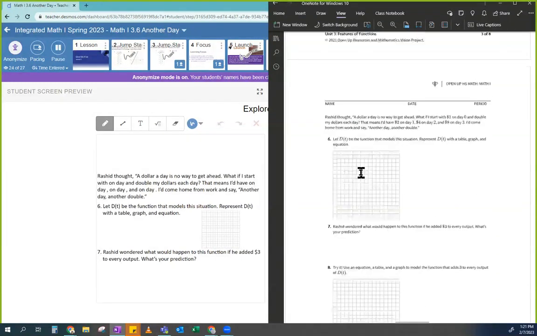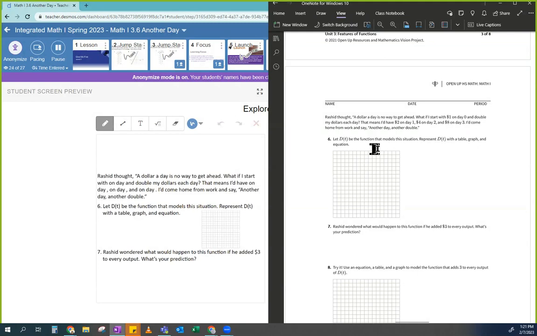Okay, so a dollar a day is no way to get ahead. If I start with a dollar on day 0 and double my dollars each day, that means I'd have $2 on day 1, $4 on day 2, $8 on day 3. Instead of the mom saying another day, another dollar, he would say another day, another double.